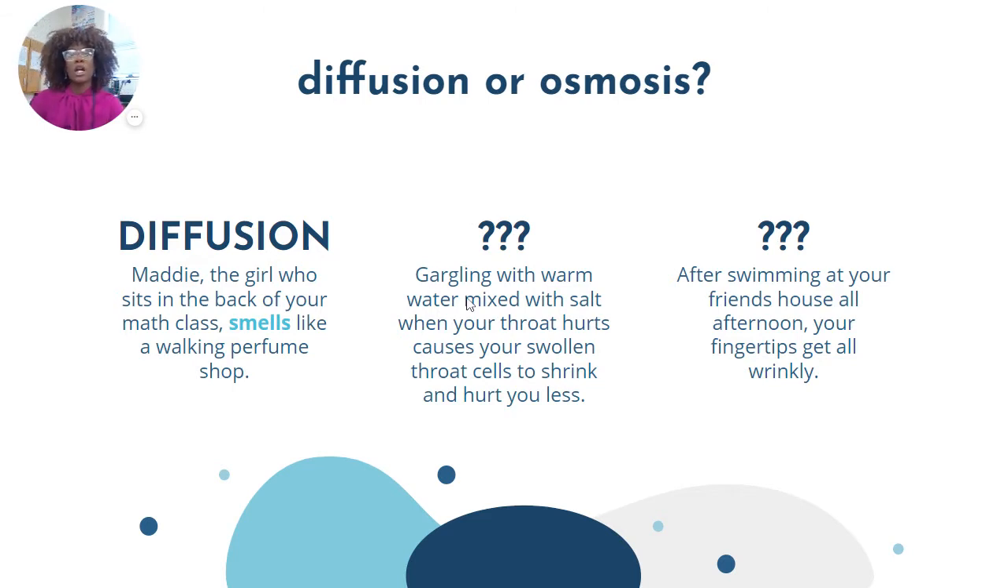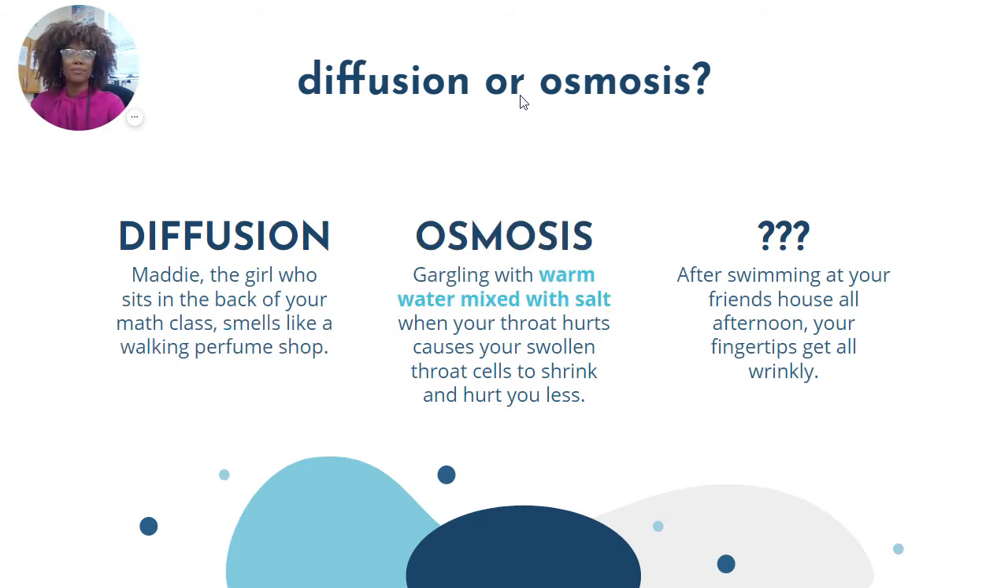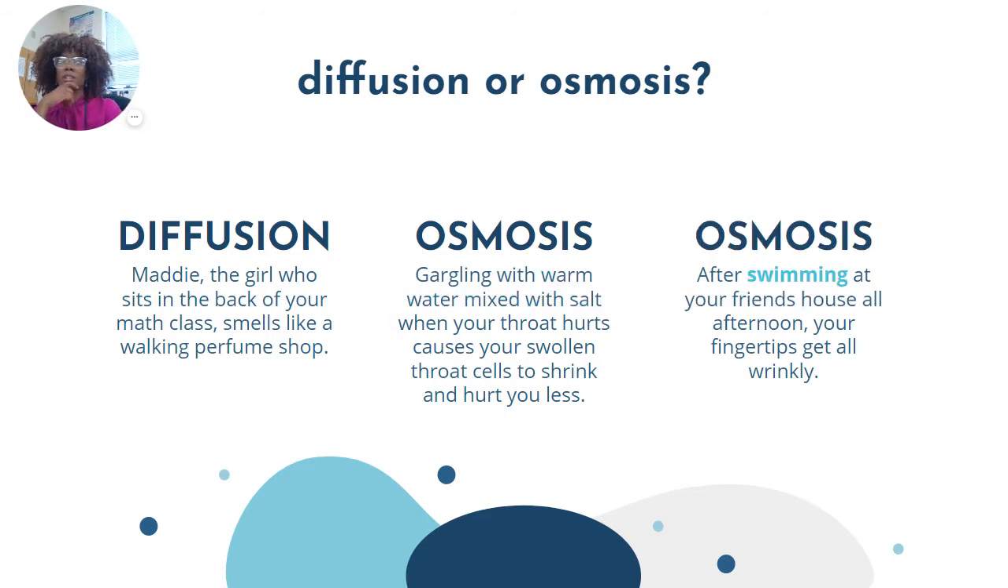Okay, next one. Gargling with warm salt water when your throat hurts causes your swollen throat cells to shrink and hurt you less? Diffusion or osmosis? Osmosis, we're talking about water. After swimming in your friend's house all afternoon, your fingertips get wrinkly. Diffusion or osmosis? Osmosis, we're talking about water, we're talking about swimming, okay?